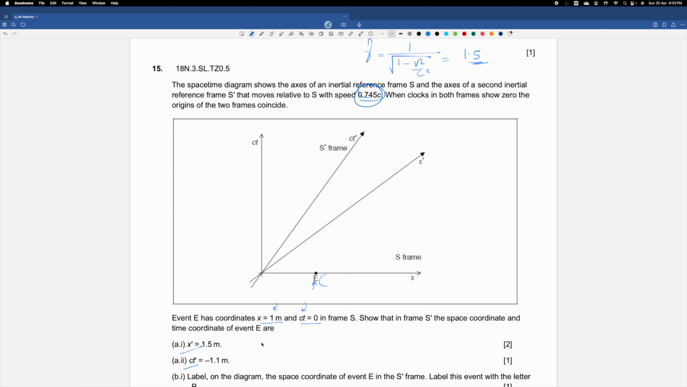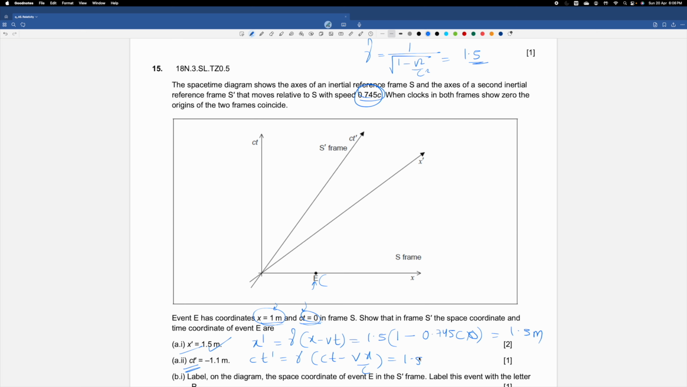I'm going to use our Lorentz transformation, that is x prime equals gamma times (x minus vt). The value of gamma has been calculated as 1.5. The value of x is 1, minus v, which is 0.745 c, times the value of t, which is 0. That gives you 1.5 meters.